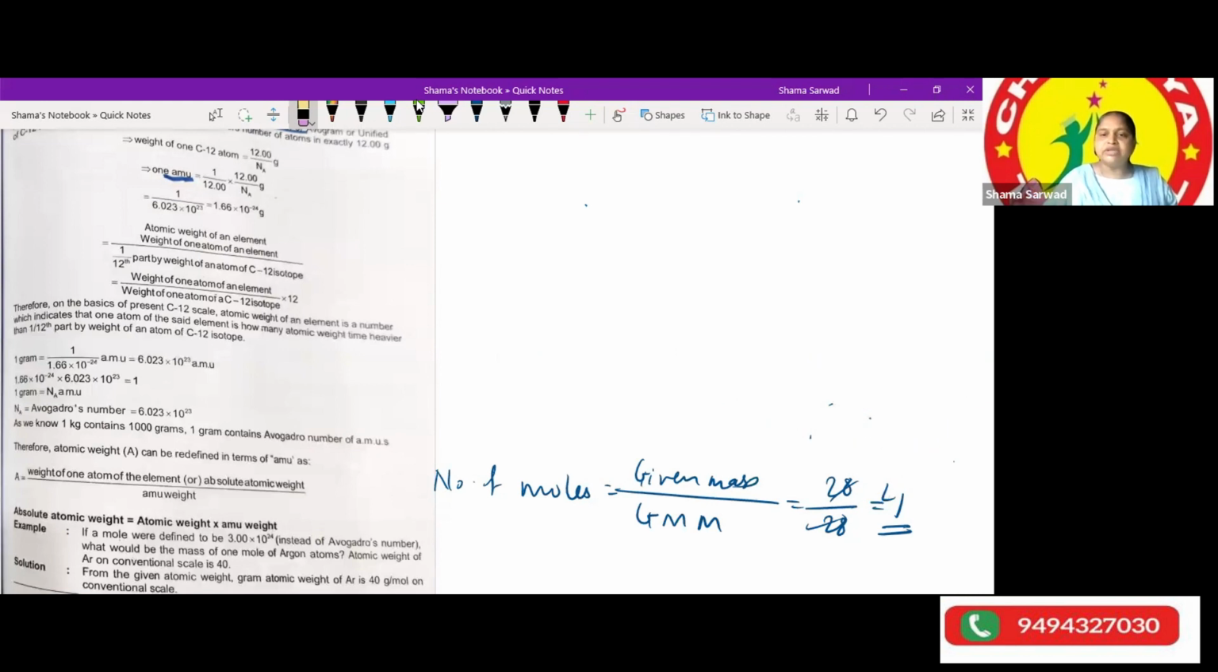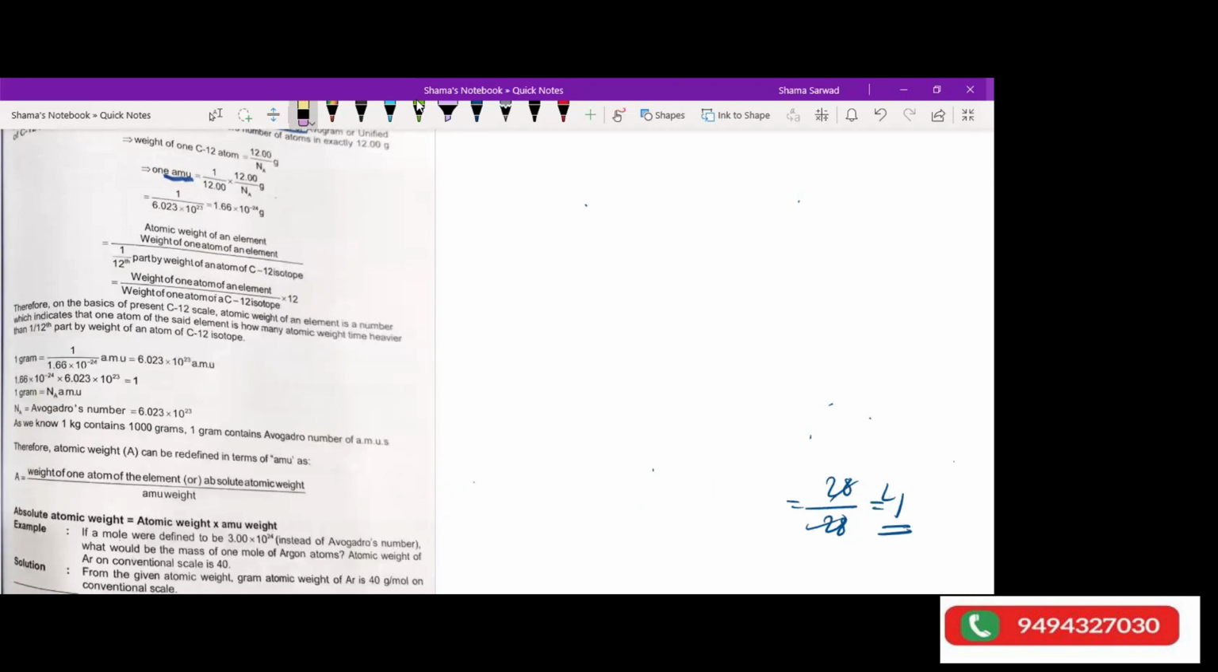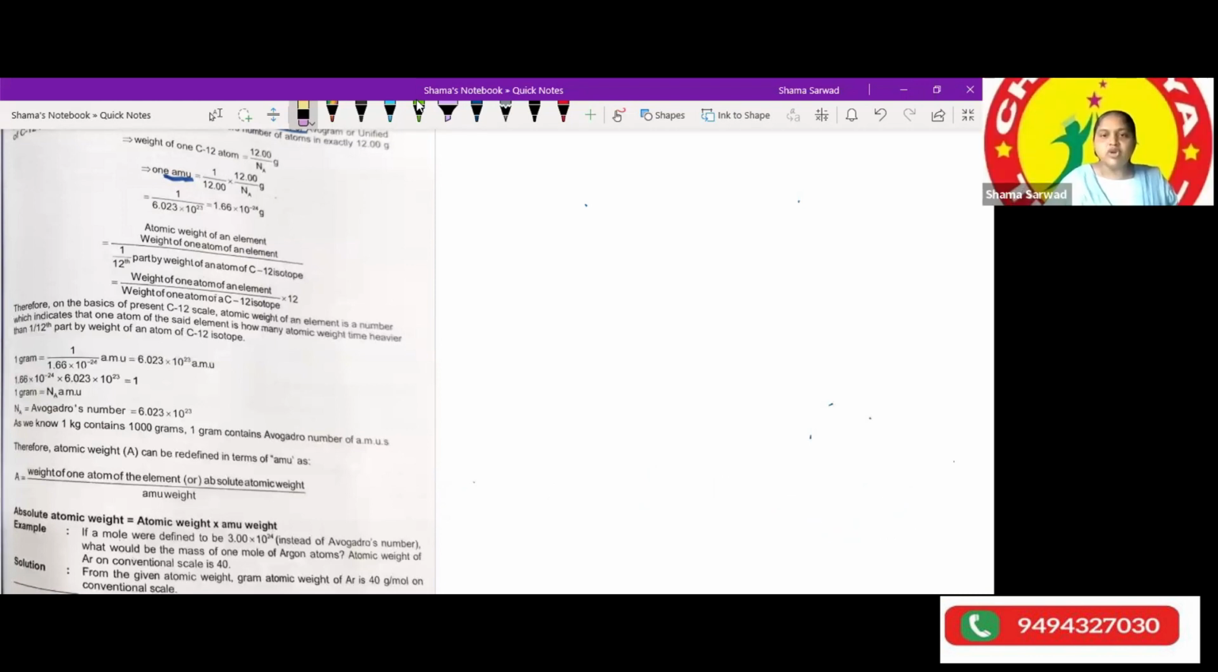So I hope all of you are able to calculate the molecular mass if atomic masses are given. Now calculate these basic things now.